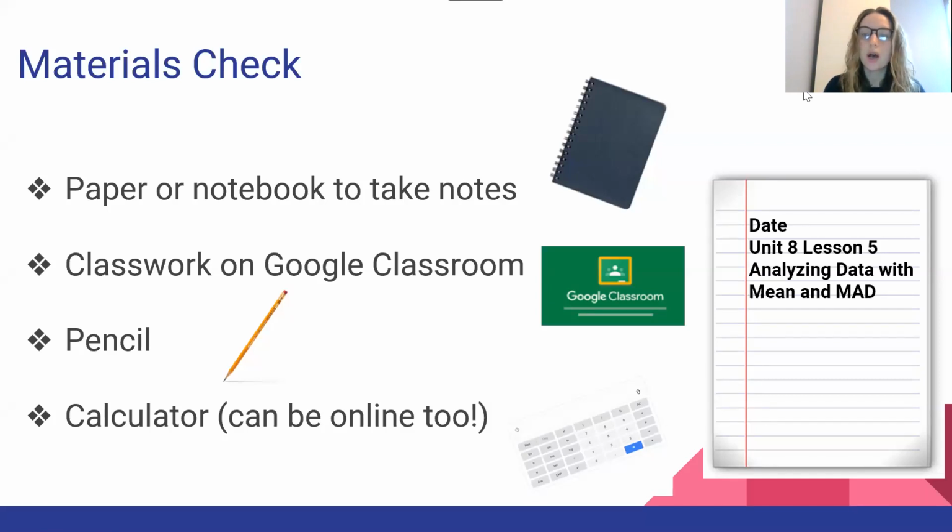Make sure your note-taking tool is set up the way this piece of paper is. You should have the date. It should say Unit 8, Lesson 5, and then you want to title it Analyzing Data with Mean and MAD. Go ahead and take 30 seconds to set that up.